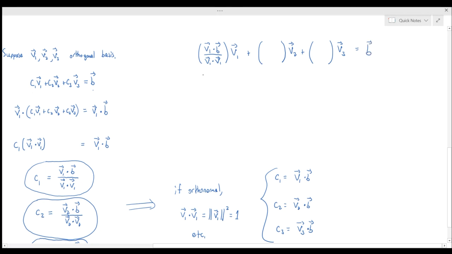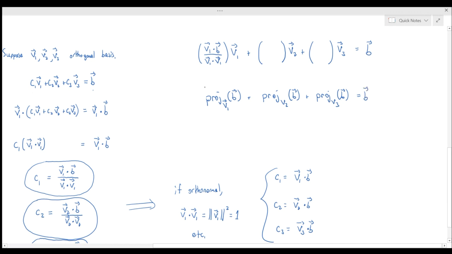And if you look at this expression, you should notice that this is actually just the projection of B onto the vector V1. Okay. And then likewise, this over here would have been the projection of B onto V2. And likewise here, this would have been the projection of B onto V3.